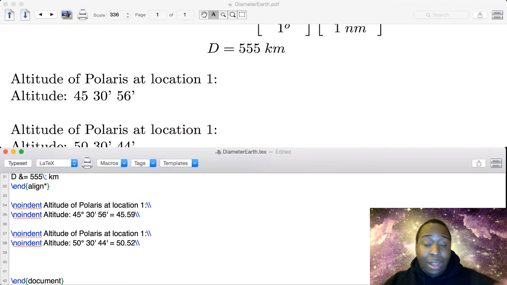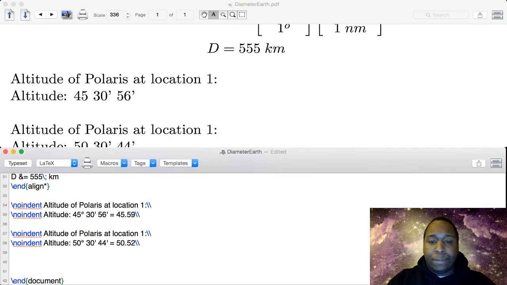So now that we have all this information, the key thing now is to set up a relationship that will allow us to calculate the diameter. And what we're going to do is use a proportionality. So the arc length formula, the simplified version of the arc length formula.